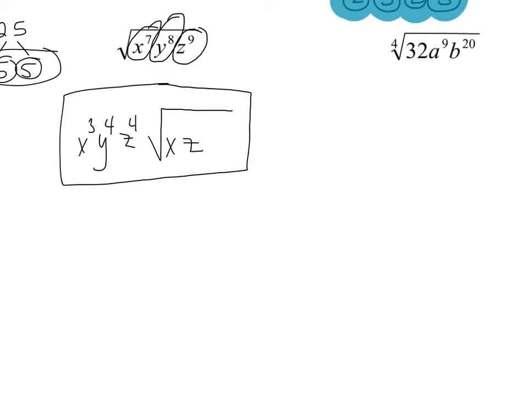So variables in a lot of ways are easier than numbers because you really don't have to do the factor tree. You just think about how many groups there are, those groups come out, and anything that doesn't just stays in.